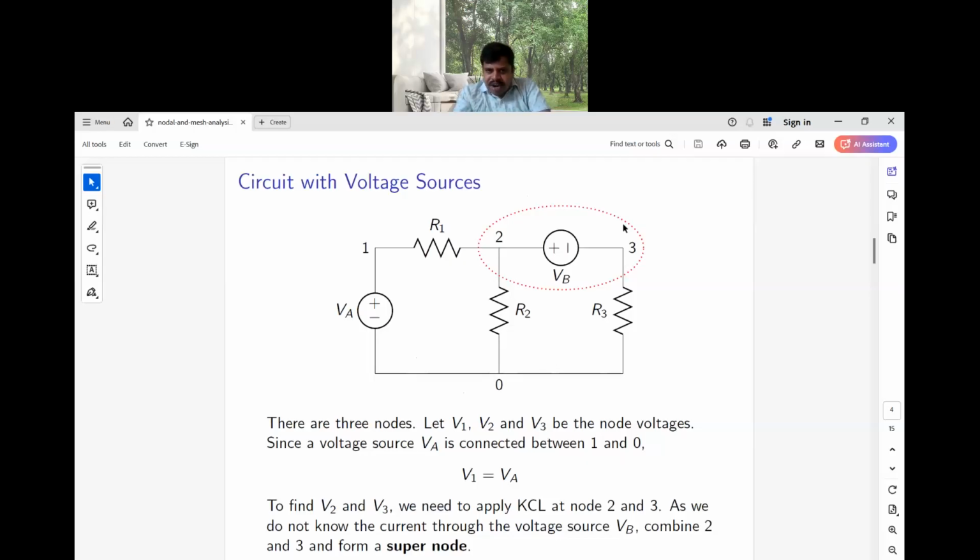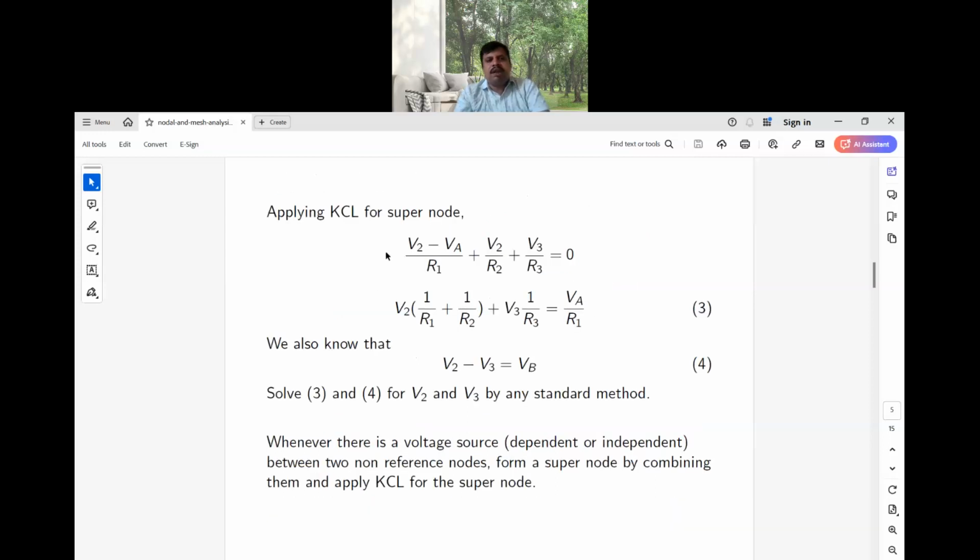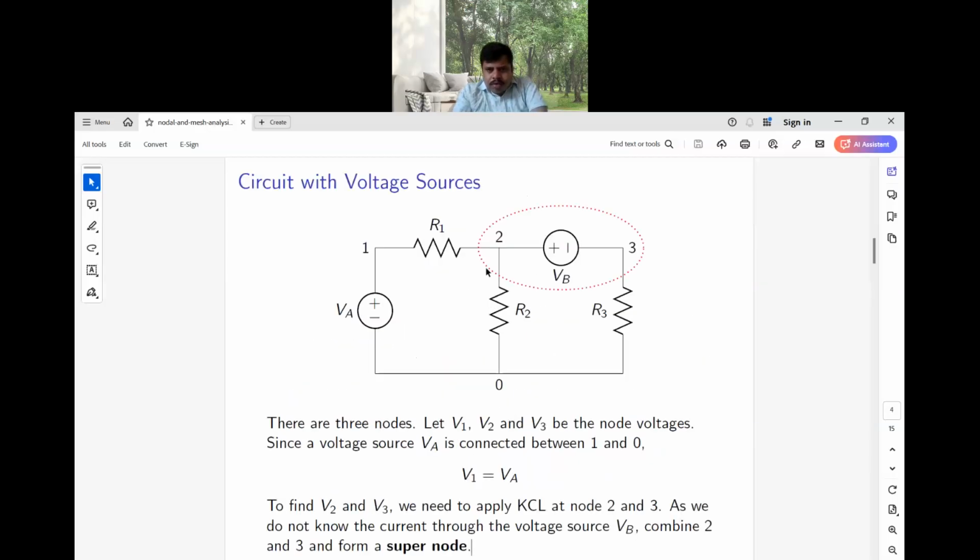So this type of arrangement, whenever it occurs, we call that a supernode. The combination of 2 and 3 will form a supernode. So whenever these supernodes come into the picture, then we need to apply the KCL for the supernode in combination. That is, we will apply KCL combinedly for node 2 and node 3. So how to apply? V2 minus V1 by R1.